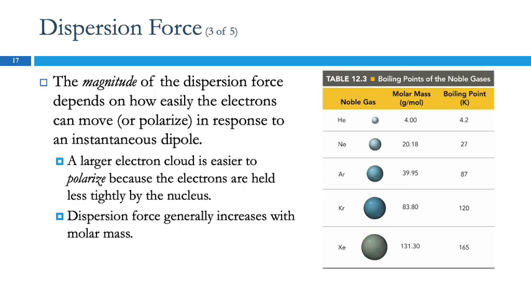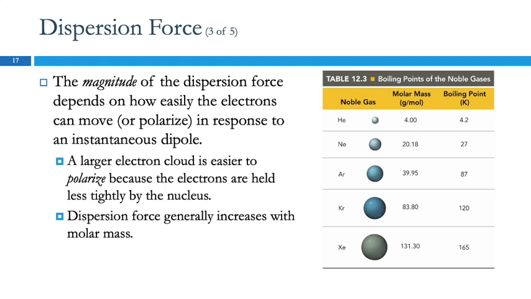You get an instantaneous dipole in one atom, and it draws the cloud of a neighboring atom. So the larger the atom, the easier this can happen, and the larger the charge difference. And so we see that as we get larger, the boiling points are going to go up. So the boiling point of helium is 4.2 Kelvin. Xenon is 165. The boiling point is a measure of how strong the intermolecular forces are.